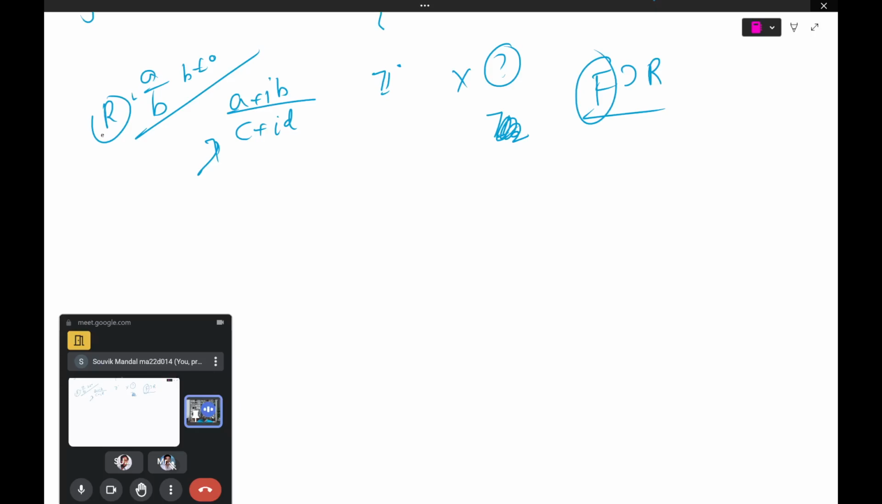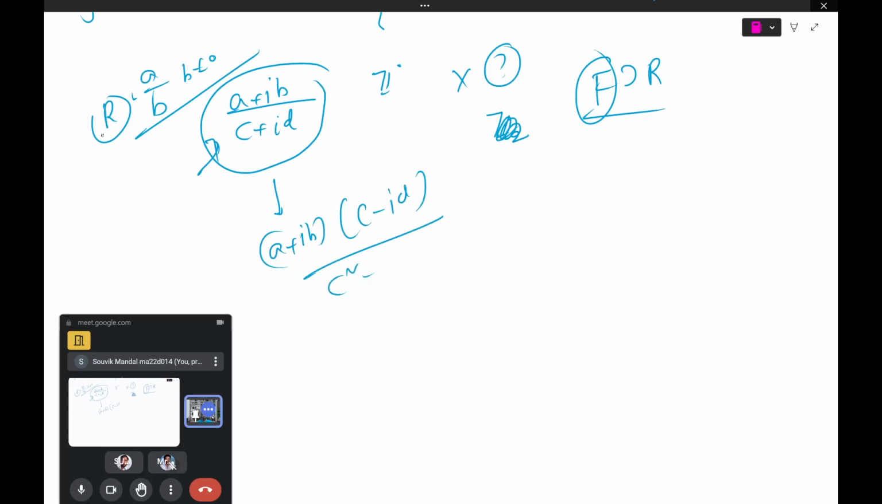So the elements are of the form A plus I over C plus I. Now what do we need to do? We need to multiply this by the conjugate of C plus ID. So this element belongs to Q first bracket I. So the field of fraction of Z first bracket I is nothing but Q first bracket I.